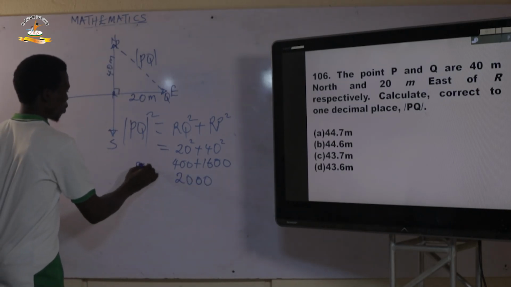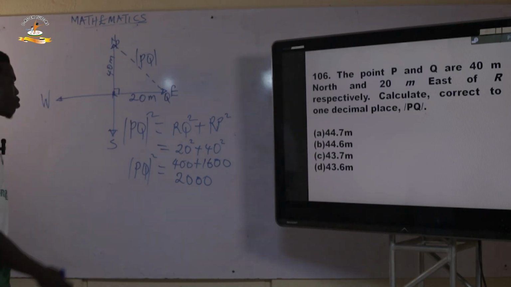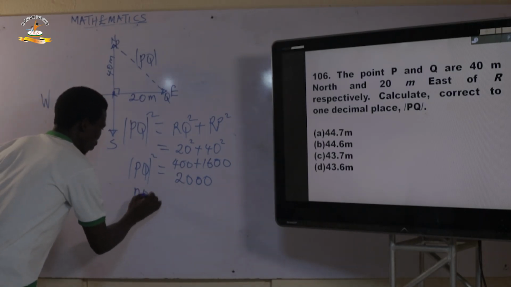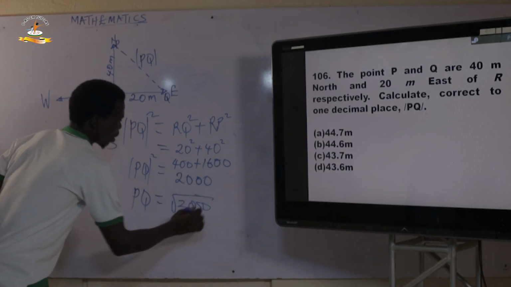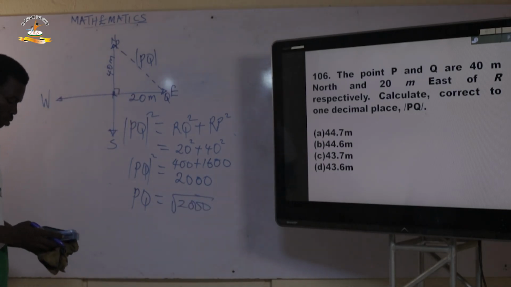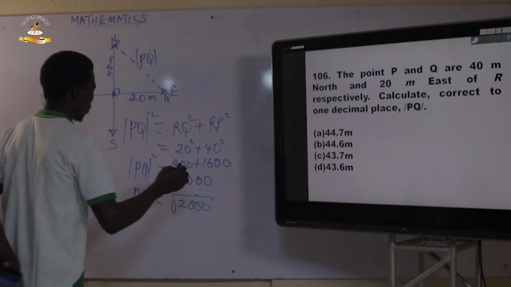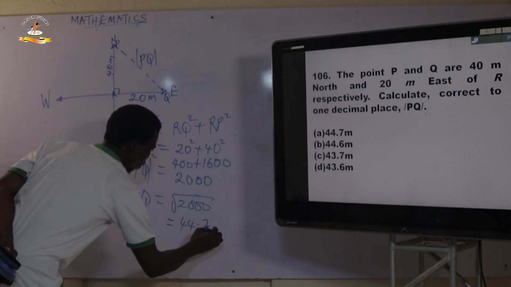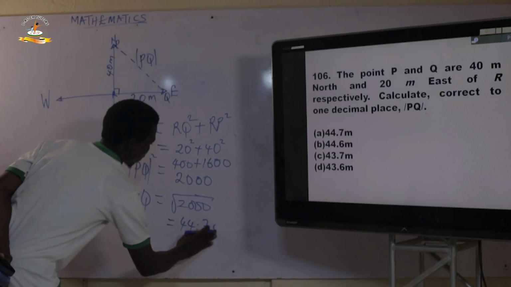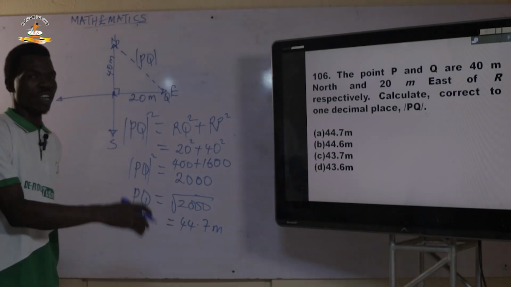So this is my PQ all squared is what? 2000. And what is square root of 2000? That would be our PQ will be equal to square root of 2000. And if you press your calculator, square root of 2000, that is 44.7. 44.7 meters rather, that is option A. So option A is the correct option.